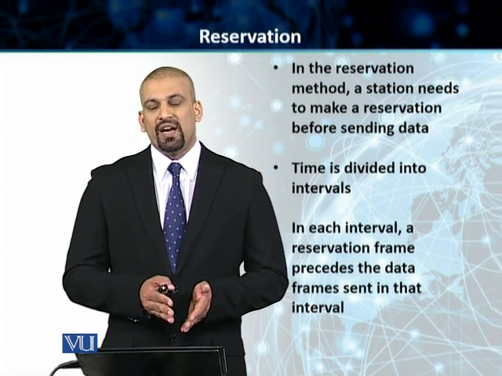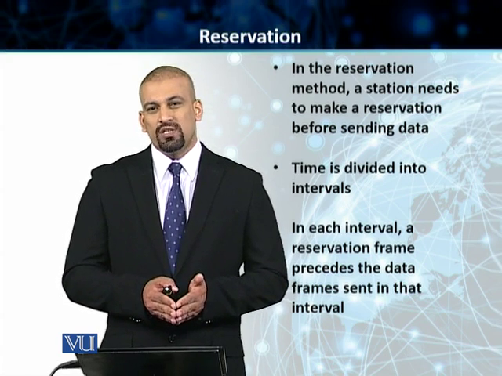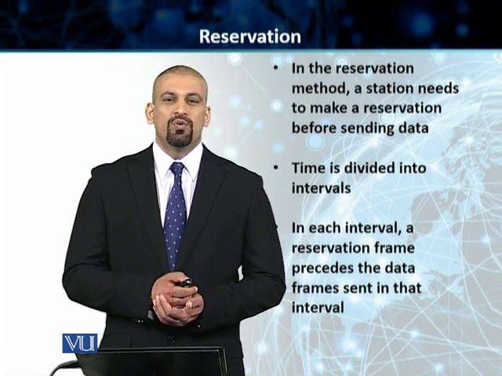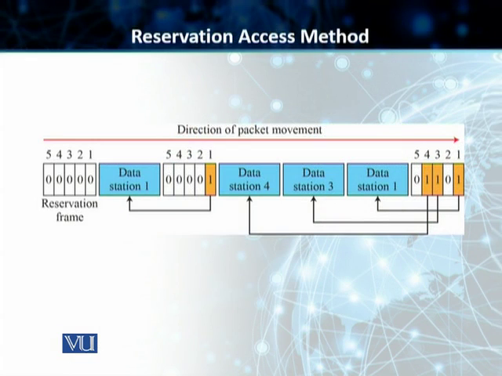Once again, we divide the time into different intervals or time slots, and our reservation frame precedes the actual data whenever a station needs to send something. As you can see in the slide, in the reservation method a station needs to make a reservation before it can use the shared medium or send anything. If there are N stations in our system, then we will have N mini slots allocated in the reservation frame.